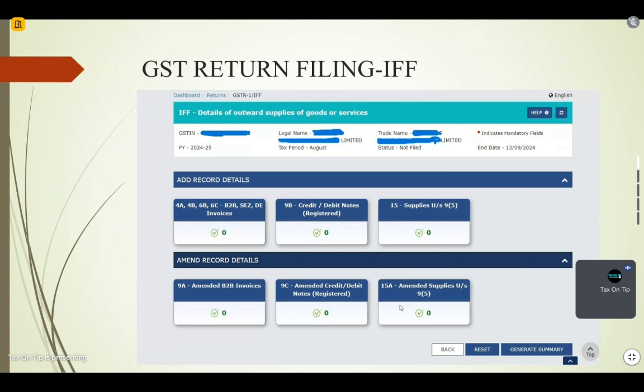So the government has enabled only the tables which are relevant for the purpose of taking the ITC. So these are the two tables, and you need to give the data in these tables: Table 4 and Table 9. And again, if there is any amendment in these tables, like you have mentioned a wrong invoice number, wrong invoice value, wrong GST number, or a wrong GST rate, then you need to just amend this record.